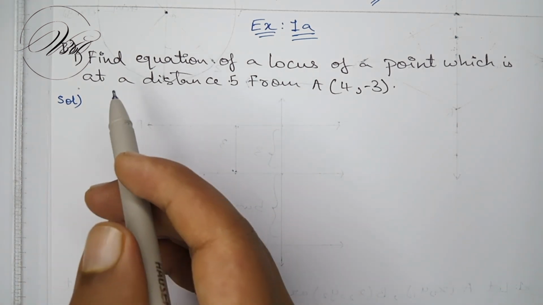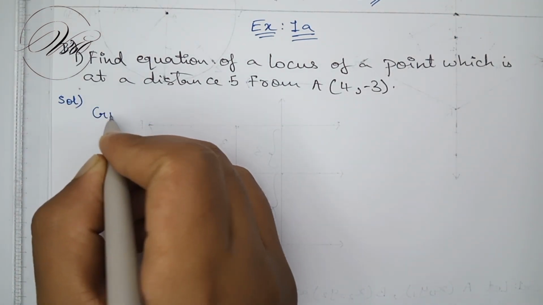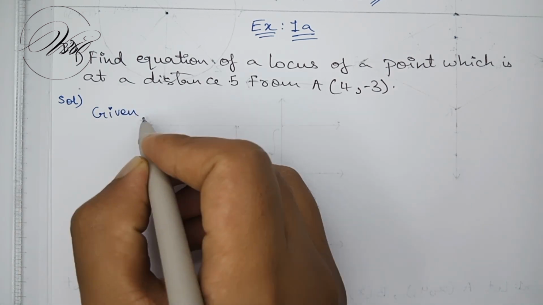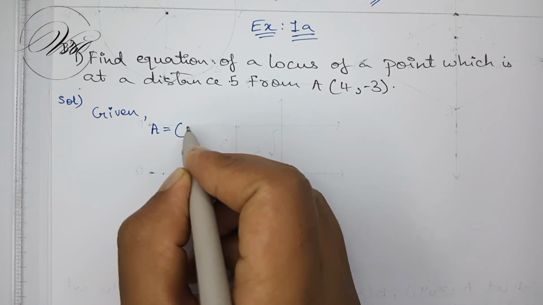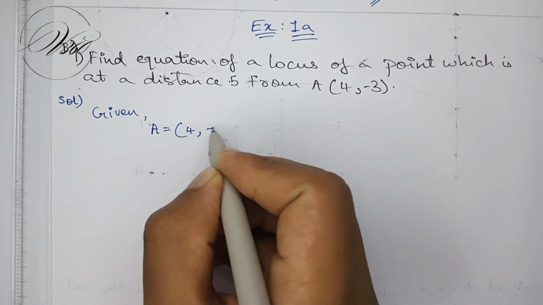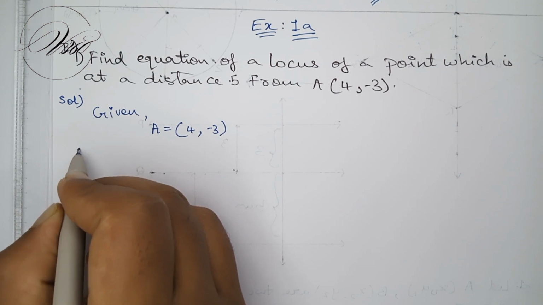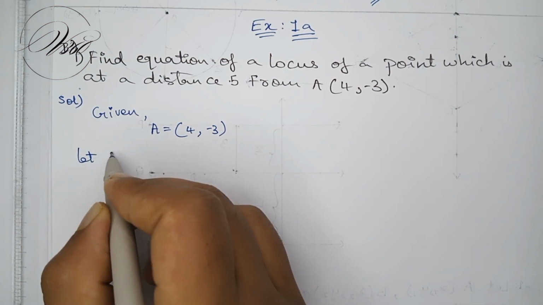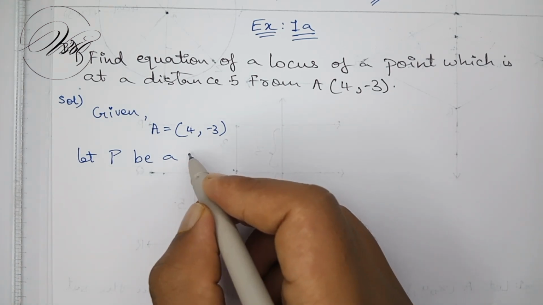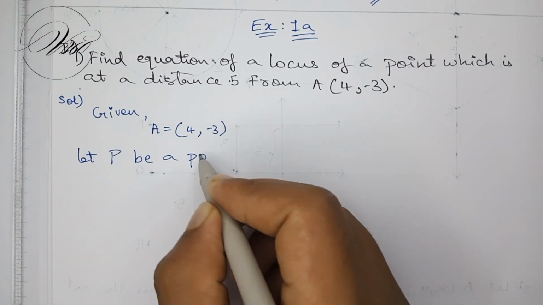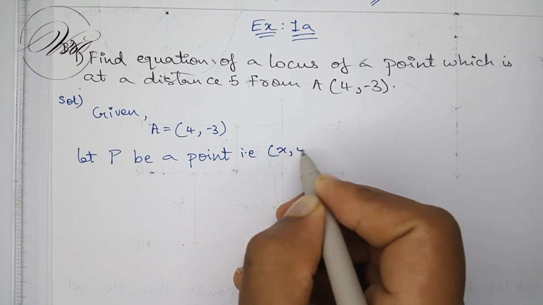Now here we are going to solve this problem. Let us write what is given first. Given here is A is equal to (4, -3), and we'll take a point. Let P be a point, that is (x, y).